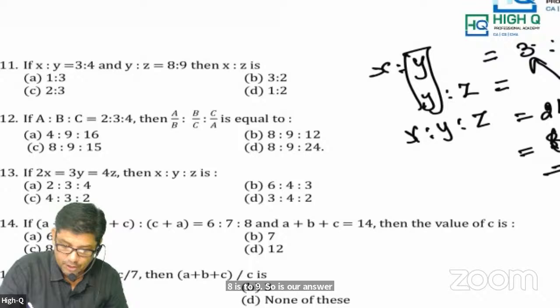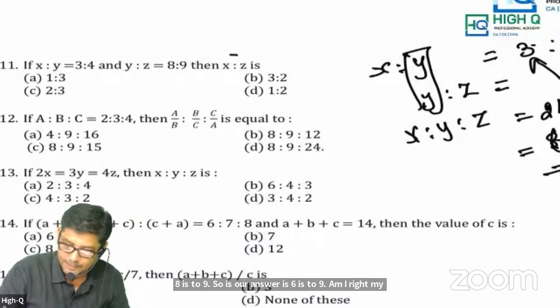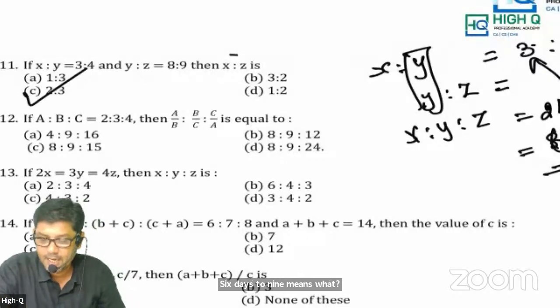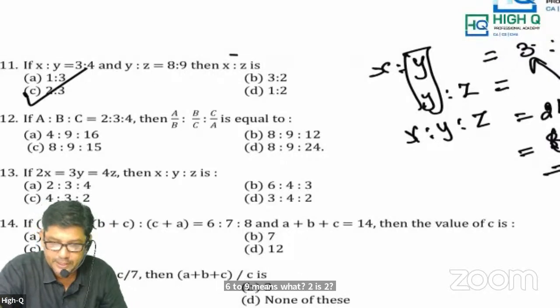6 is to 9. They ask you to find out x is to z. 6 is to 9 means what? 2 is to 3. Option C. How many of you got it? Option C, my dear. 2:3 is the right answer.